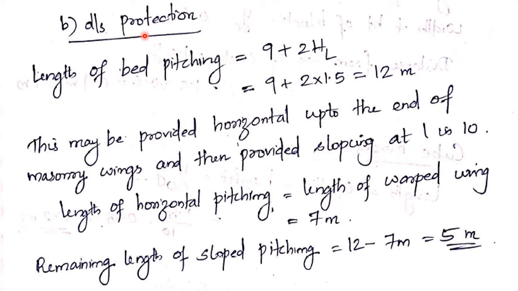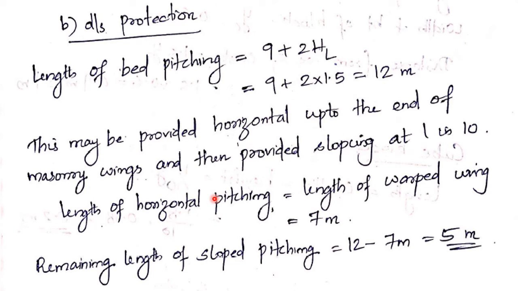Next is downstream protection. For that, the length of bed pitching is equal to 9 plus 2 into HL, where HL is 1.5, that is length of bed pitching is 12 meters, and this may be provided horizontal up to the end of the masonry wings, that is the downstream wing wall, and then provided at a sloping of 1 in 10.